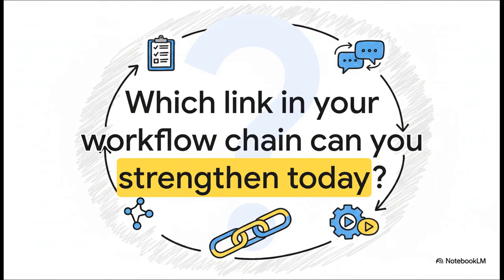So as we wrap this up, I want you to think about this cycle, from getting the task to isolating, building, proposing, and automating. Which one of these links is the strongest in your own process? And maybe more importantly, what's the one link in your workflow chain that you could focus on and strengthen today?